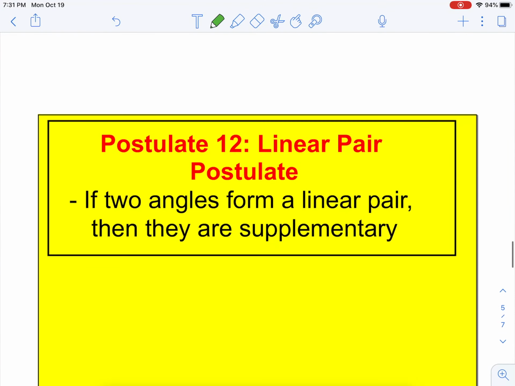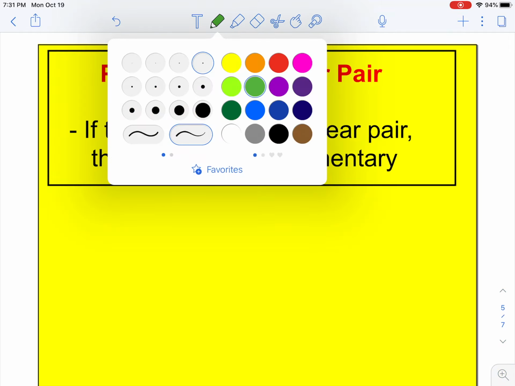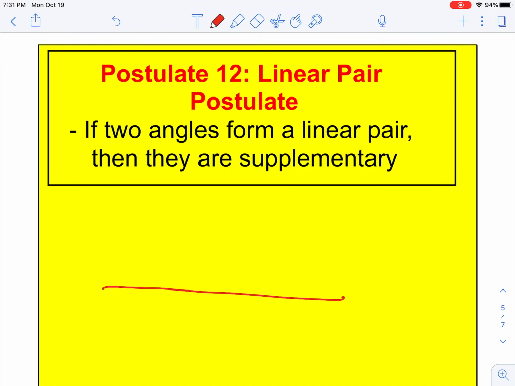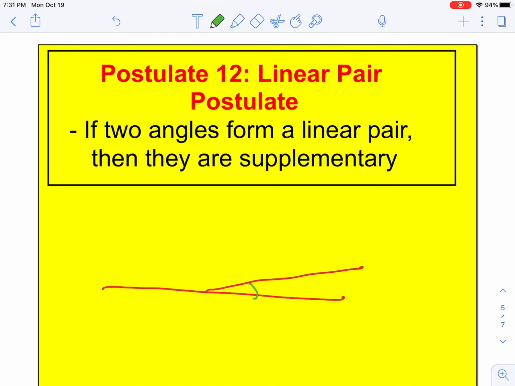All right, there is a linear pair postulate here. And again, postulates don't need to be proven. They're accepted without proof. And the linear pair postulate says, if two angles form a linear pair, then they are supplementary. So again, we don't need to prove anything. We just need to know that these two angles will add up to 180 degrees. Supplementary means they equal 180 degrees. But we can use that as one of our reasons or justifications in our proof.